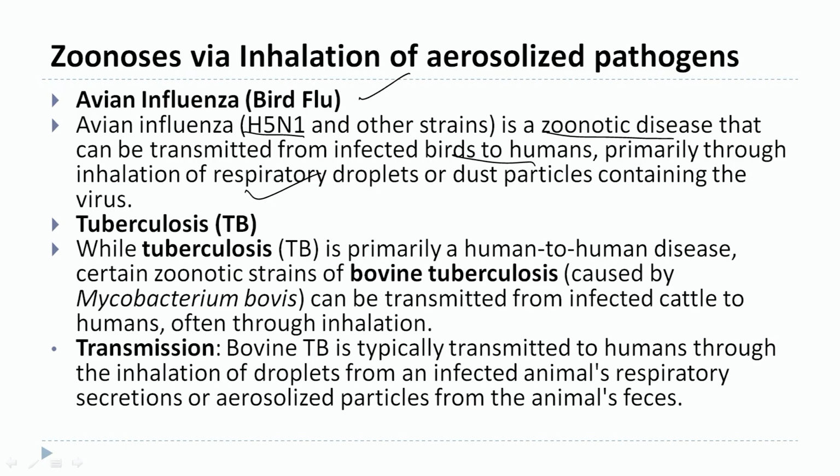The second important disease that is transmitted through inhalation is tuberculosis. Although tuberculosis is mainly a disease transmitted between humans, certain strains, like bovine tuberculosis caused by Mycobacterium bovis, are transmitted from infected animals to humans via inhalation. Bovine TB is typically transmitted to humans through inhalation of droplets from the infected animal's respiratory system, to the person handling or working with these animals.